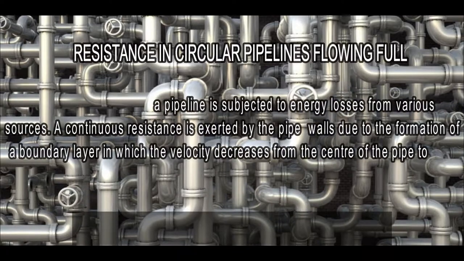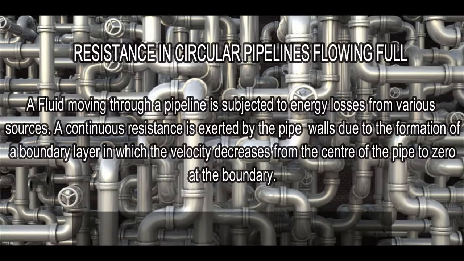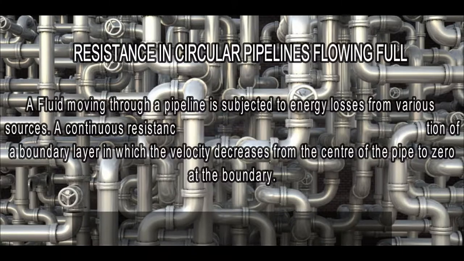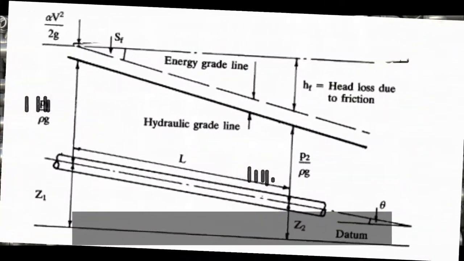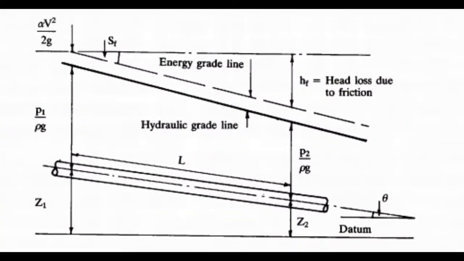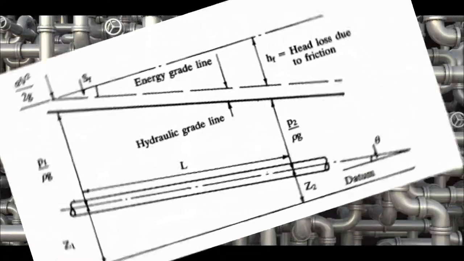Resistance in circular pipelines flowing full. A fluid moving through a pipeline is subjected to energy losses from various sources. A continuous resistance is exerted by the pipe walls due to the formation of a boundary layer in which the velocity decreases from the center of the pipe to zero at the boundary.